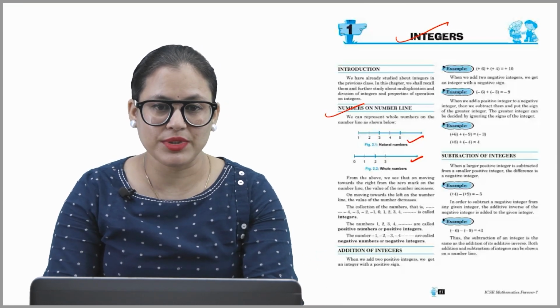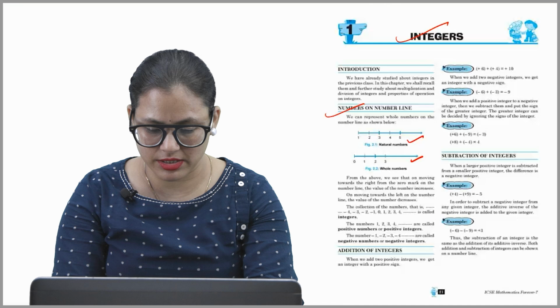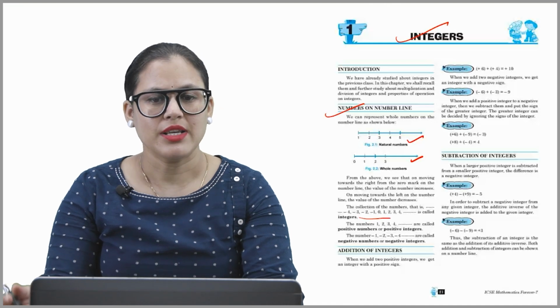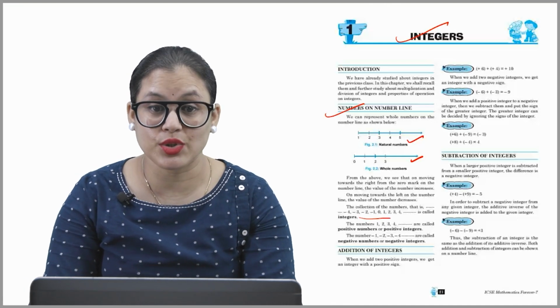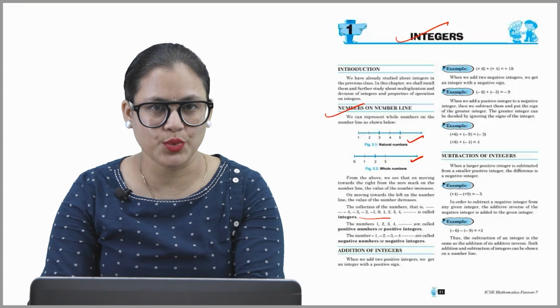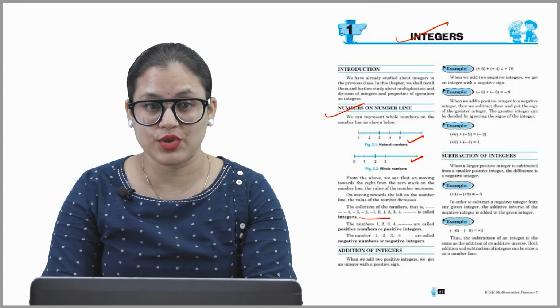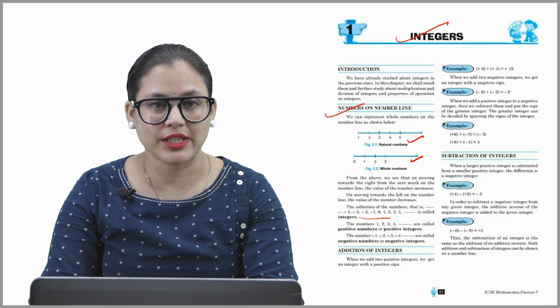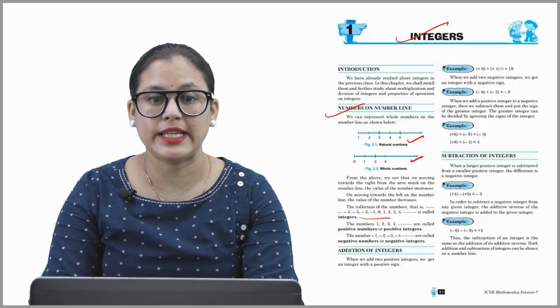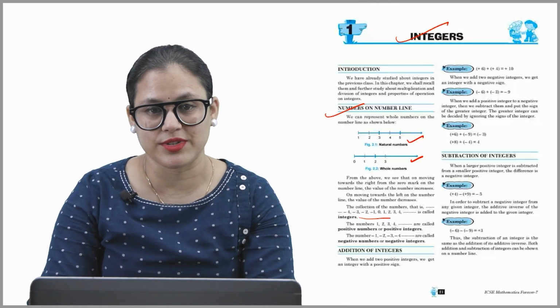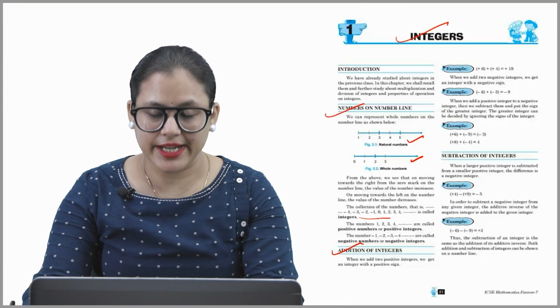So, the collection of the numbers, that is -4, -3, -2, -1, 0, 1, 2, etc. is called integers. The numbers 1, 2, 3, 4, etc. are called positive numbers or positive integers, and the numbers -1, -2, -3, -4 are called negative numbers or negative integers, right?